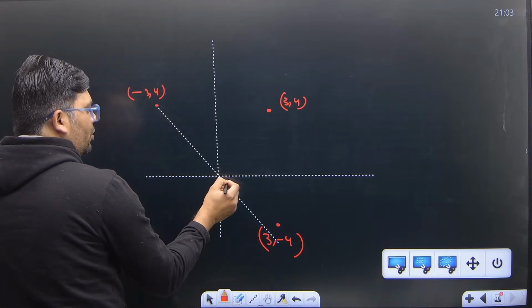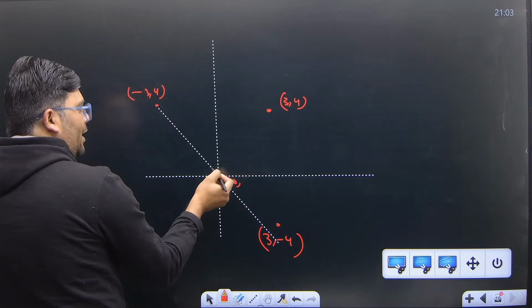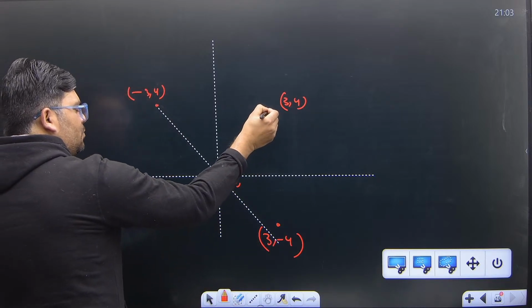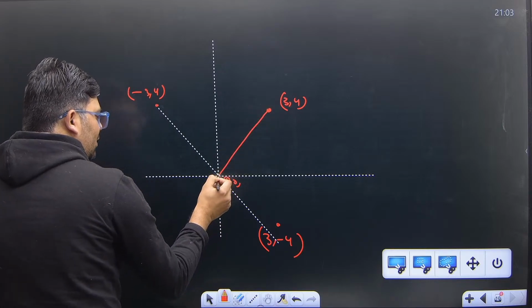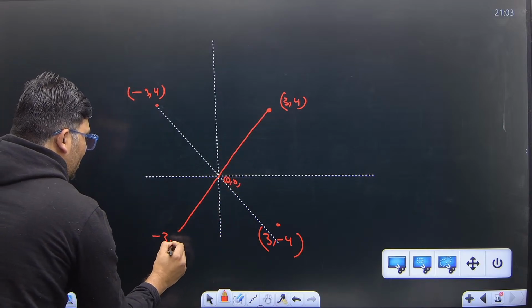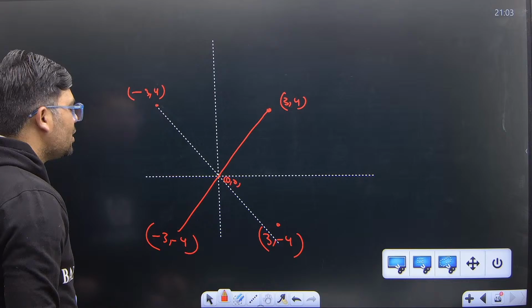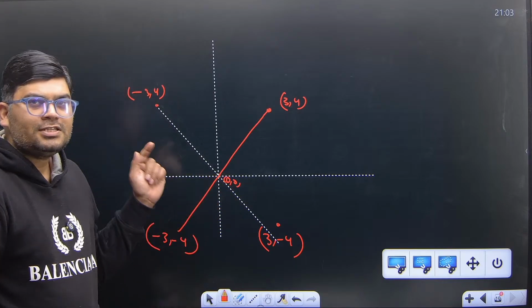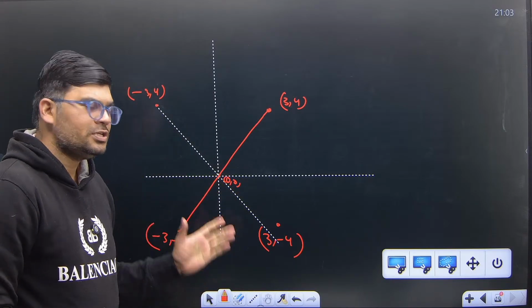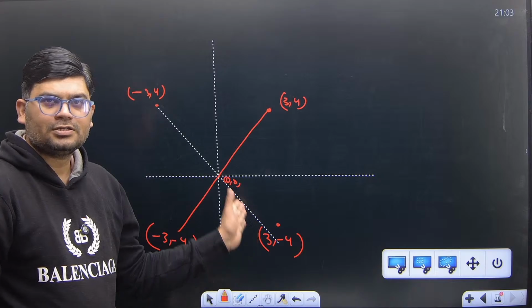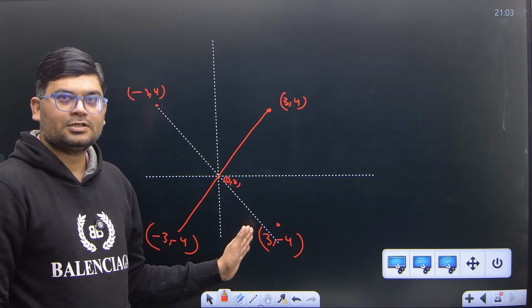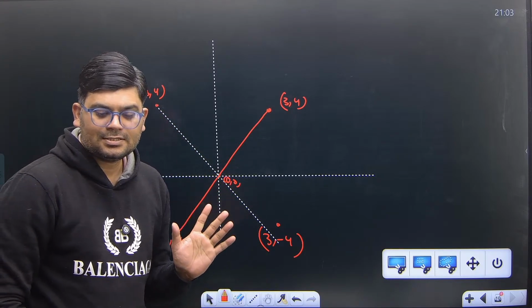This is the origin. So if I keep this as a mirror, this point which is towards this axis will come down to (-3, -4). So the kind of reflection that was shown in the previous question is diagonal reflection. Diagonal reflection. Makes sense?